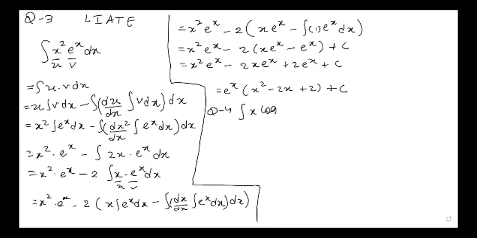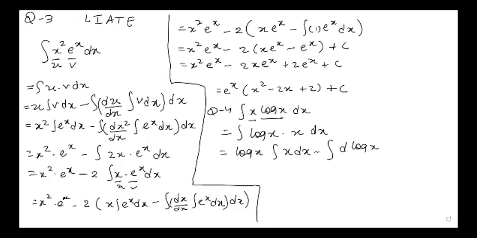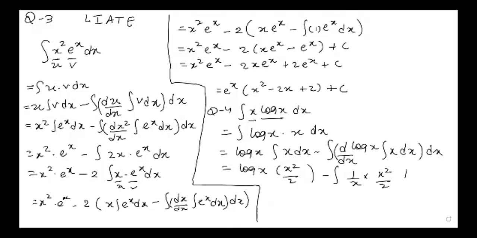Question 4 is integration of x log x dx. Right. Now you can see that this is your algebraic term and this is your logarithmic term. So you know that the priority of log is higher. So log x will be your u and x will be your v dx. So u integration v dx minus integration of the derivative of u times integration v dx, whole dx. So log x, integration of x is x square by 2, minus derivative of log x is 1 by x, times x square by 2 dx.